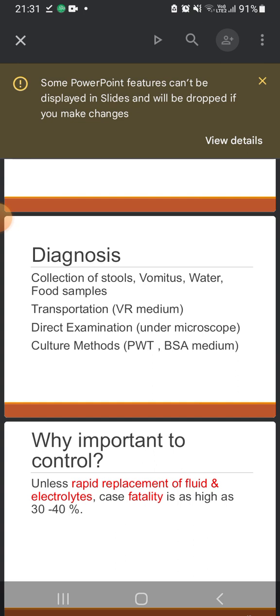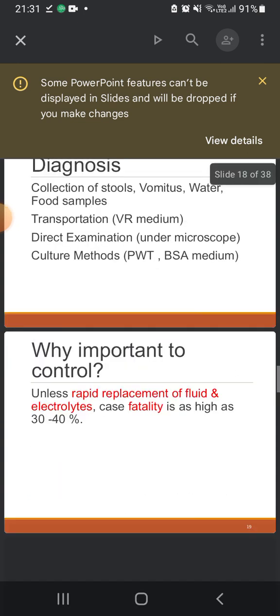Diagnosis is by collection of stools, and we do culture of vomitus, food, and water. All of these samples can be collected. Then transportation, and direct examination under the microscope. The culture methods are PWT and BSA medium.